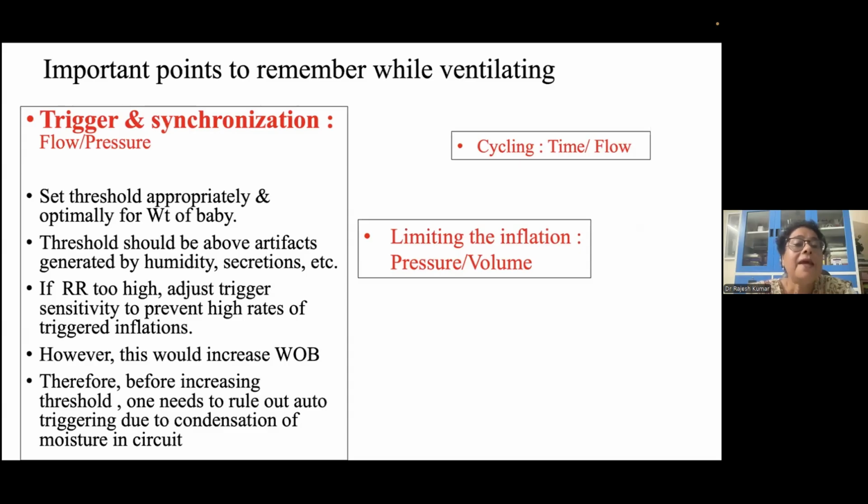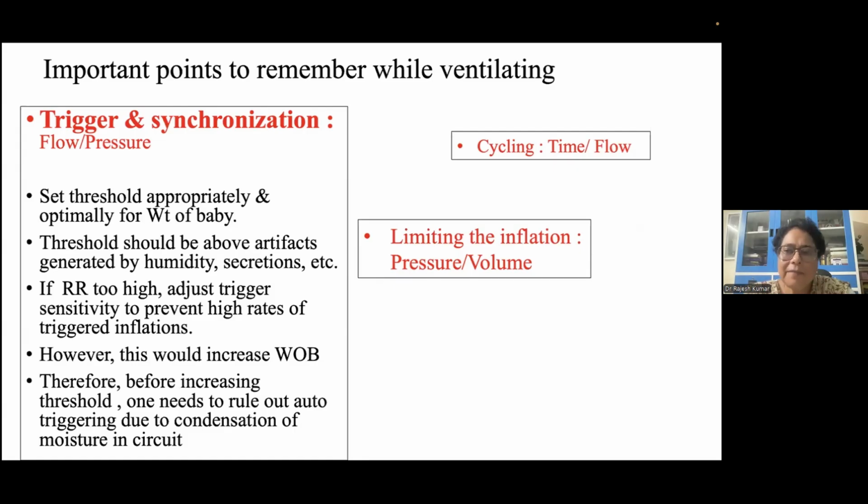A few other things which are important for us to understand is that if we have a pressure trigger, then it is usually set at -1 to -2. But if we have a flow trigger, then this setting is not appropriate, and we have to put it at around 2 to 3. So what is the trigger has to be understood, and the trigger sensitivity needs to be set based on that.